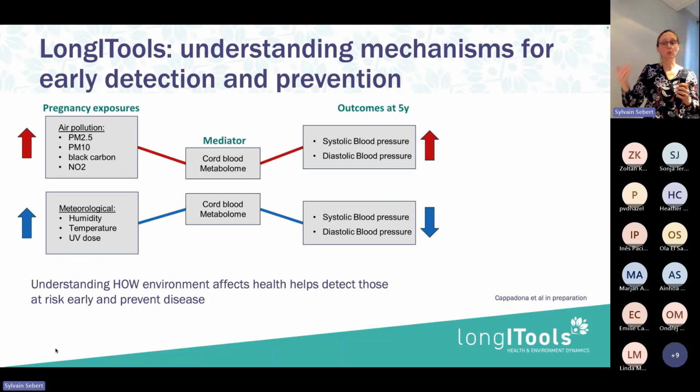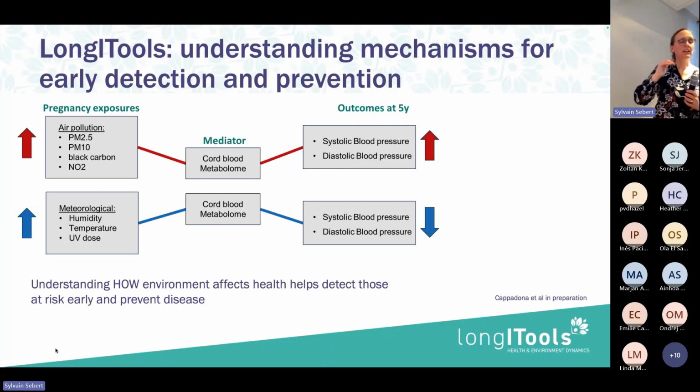So we looked at what we call the metabolomes, a whole range of compounds that we can measure in the blood. I want you to focus on the bottom part of the figure, the one with the blue arrows. And basically what Claudio showed was that the humidity and temperature exposure changed levels of a number of these compounds in the blood, and that was related to lower blood pressure. Why is it important that something in the blood changes?